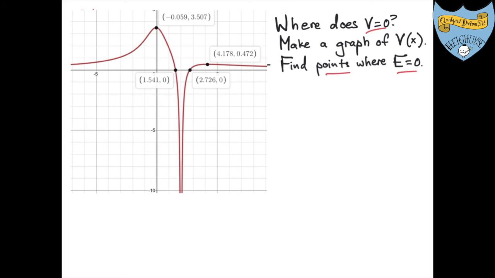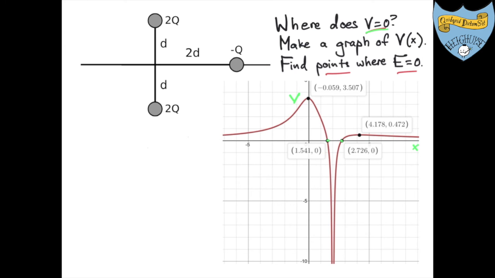Let's begin with this: this is a graph where the vertical axis is electric potential, and the horizontal axis is position. Now, the first question that was asked was, where does the electric potential equal 0? All right, well, on the graph, that's these 2 points. But what does that mean? Let's take a look back at the diagram that I drew. The point x equals 1.541. Well, let's see, that right there is 1.541 d. And d, if you recall, is a specific distance on our graph.